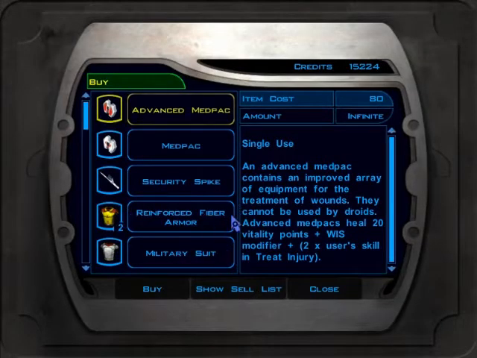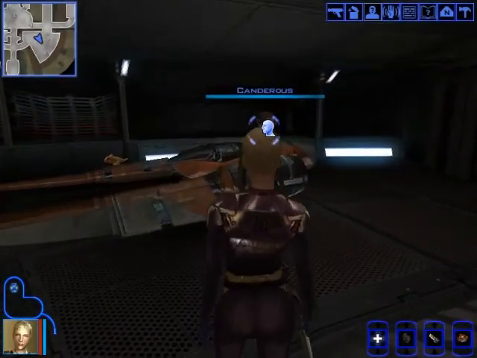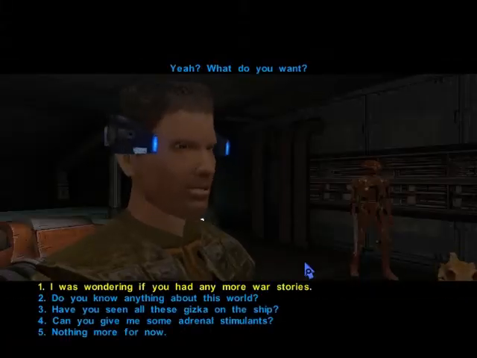I think things are looking up. Okay, and I'm not gonna buy from him. But I need to go put Freyr back in the chieftain spot, and the next time you see me will be on the Ebon Hawk. Let's talk to Canderous.